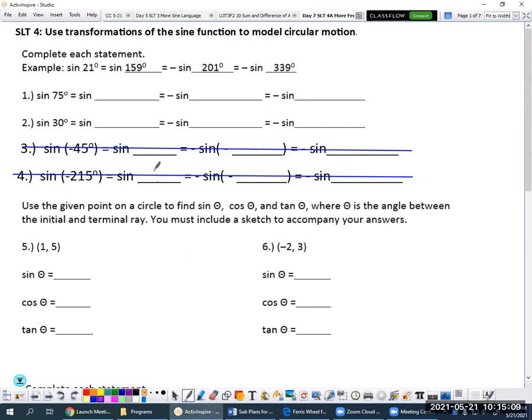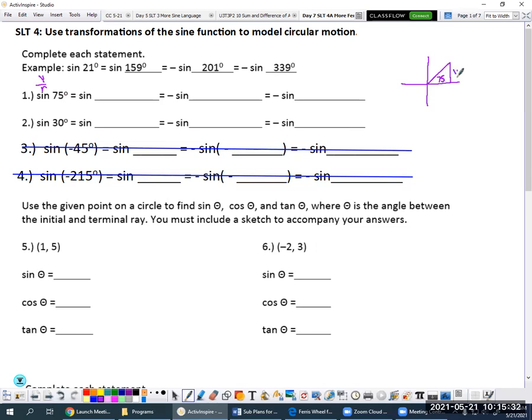Okay, at this point, you should have finished this on your own. So let's take a look. Number 1, we're given sine of 75 and we're asked for 3 equivalent statements. First off, we want to remember that sine of theta can be written as y over r. We want to realize that 75 degrees is in the first quadrant. So I'm going to draw 75 degrees in the first quadrant.